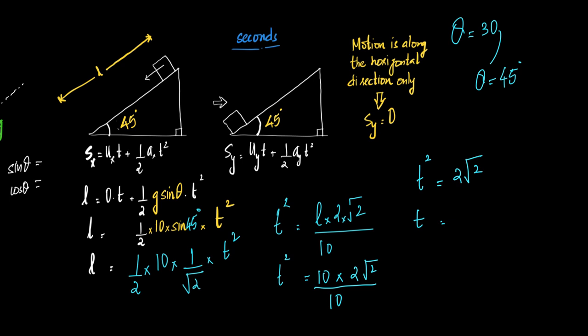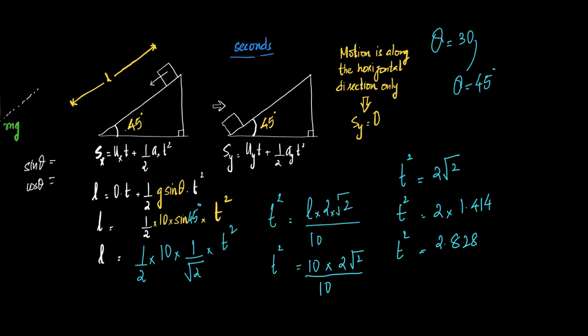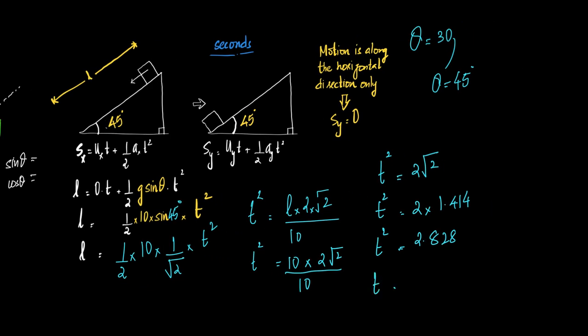T is equal to root of 2 root 2, or maybe to calculate it, a simple way. What is root 2? Take it as 1.414, right? So what is t square equal to? T square will be equal to 2.828. Now t will be equal to root of 2.828. Okay, let us see.